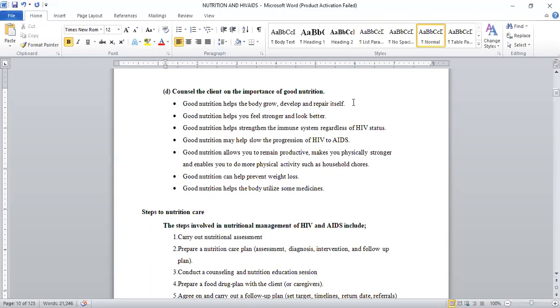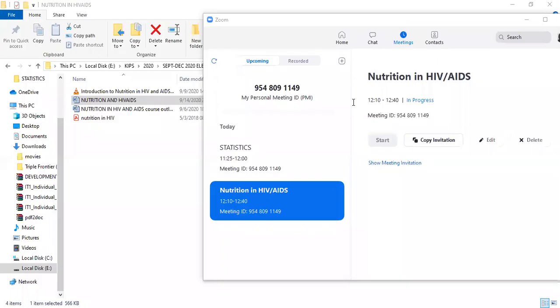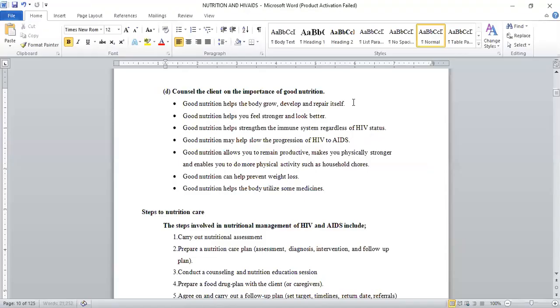So if a person has been losing weight, for example, maybe in the asymptomatic stage, whereby they have lost about 5% of their weight, you need to reassure them that good nutrition can help this person to regain their weight again. This losing of weight will totally stop if they observe good nutrition. Then also, good nutrition helps them feel stronger and look better.